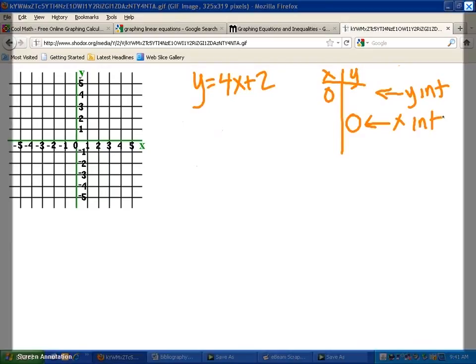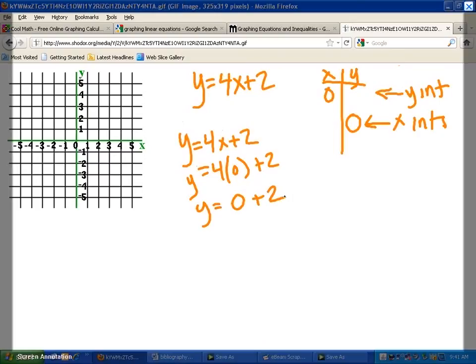Okay, so I'm going to take 0 and I'm going to plug it in for x. And I'm going to say I have y equals 4x plus 2. And I'm going to plug in my 0 for x in order to solve for my y. And when I do the math, I get 4 times 0 is 0 plus 2.